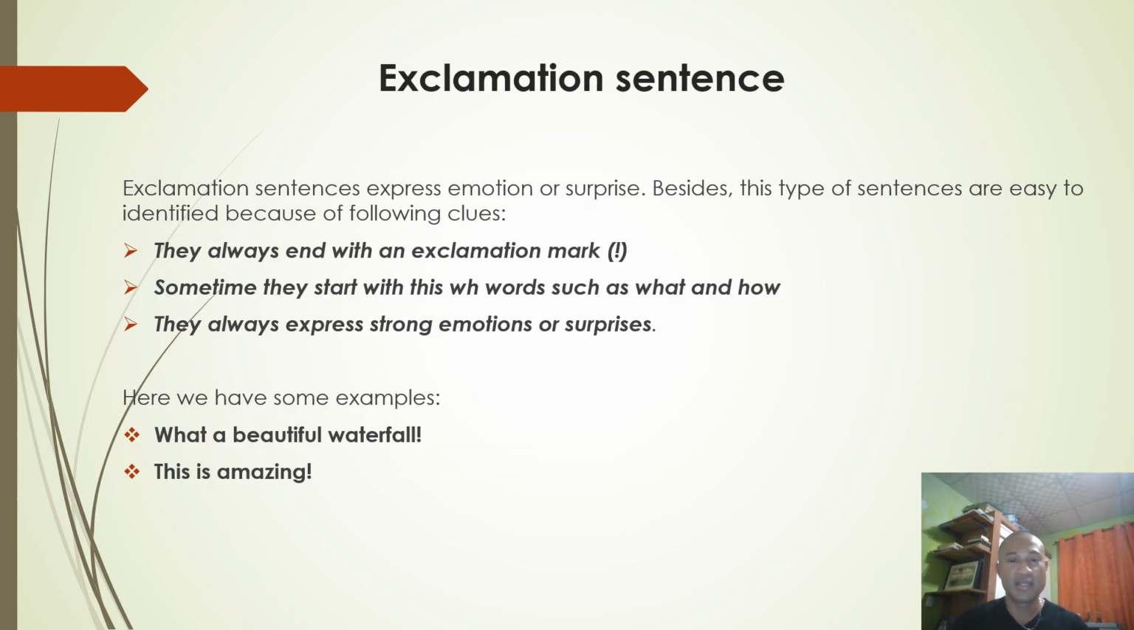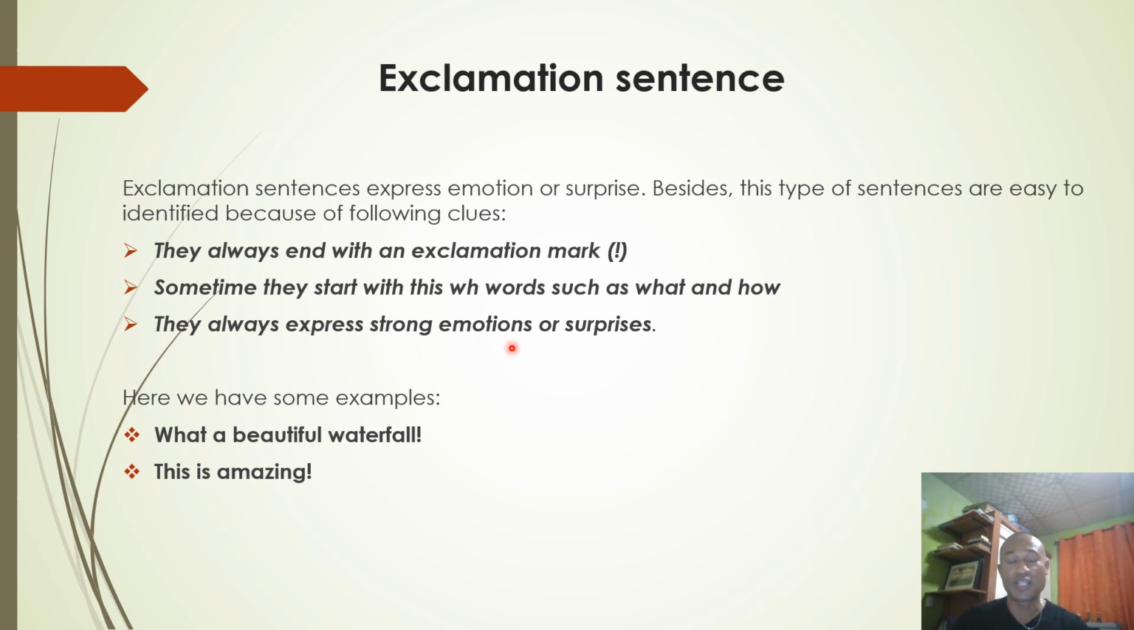Exclamation sentence. Exclamation sentences express emotion or big surprise. Besides, these types of sentences are easy to identify because of the following clues. They always end with an exclamation mark. Sometimes they start with WH words such as what or how. They always express strong emotion or surprise.